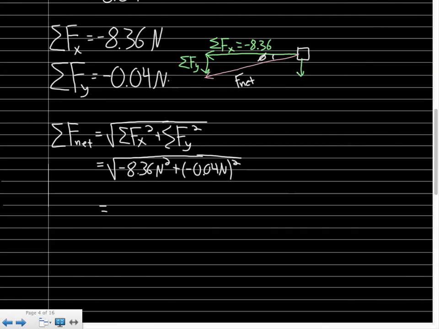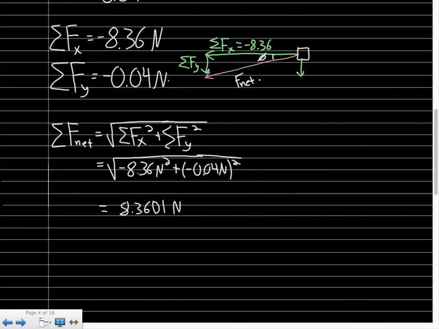And you get out a number just slightly bigger than 8.36 because the numbers are so close. 8.36, we'll round it a little bit to 8.36 newtons. All right, very good. So that's the magnitude of the net force.